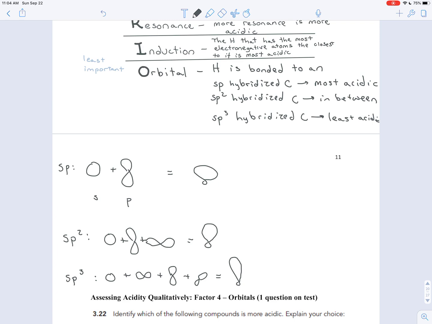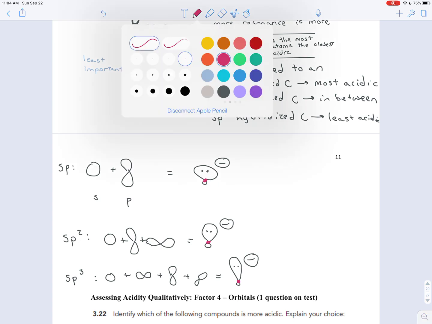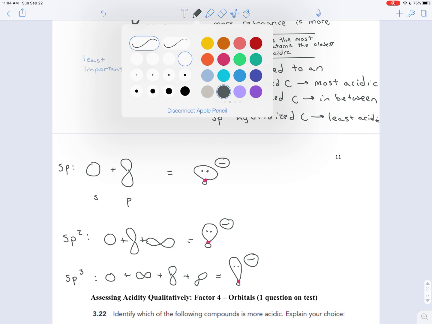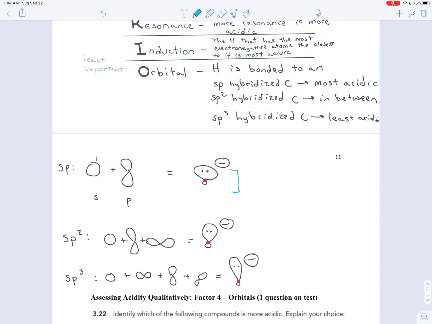So notice, if the hydrogen is bonded to an sp orbital, when it leaves the molecule to act like an acid, it would leave the negative charge with a lone pair behind in these orbitals. Now the nucleus is where the node is. It's where the two little loops sort of meet. Notice that in an sp orbital, the negative charge is kept really close to the nucleus. Because it's 50% s, this is like a sphere. It's not very elongated, and that keeps the negative charge of the electrons really close to the positive charge in the nucleus.